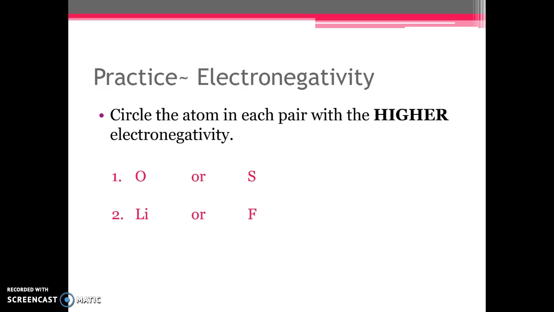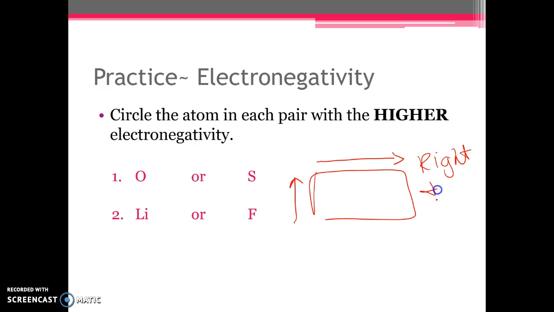For electronegativity, we're looking for the one that is higher. Electronegativity increases to the right and going up, so higher is going to be right and up. Looking at the examples, the one that's higher is oxygen and fluorine is more towards the right.